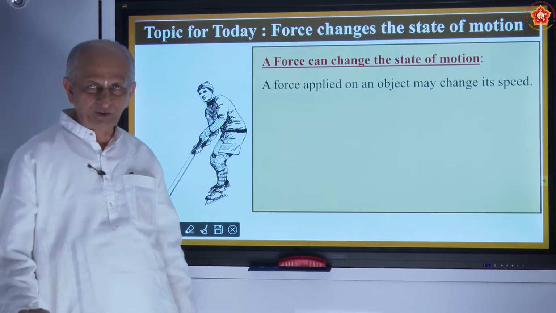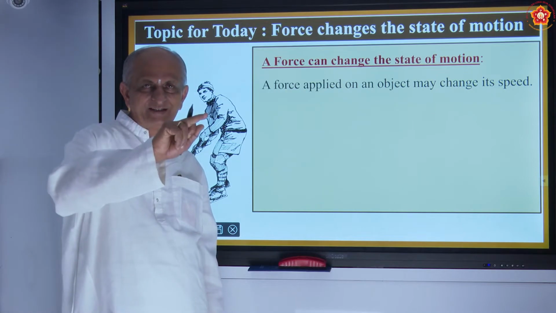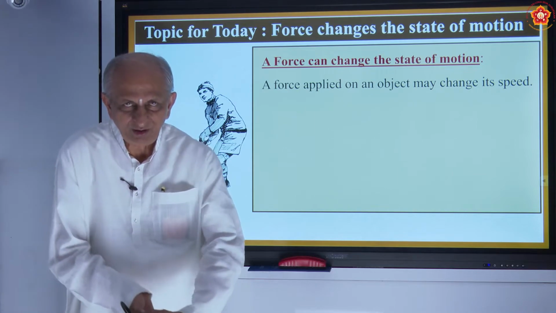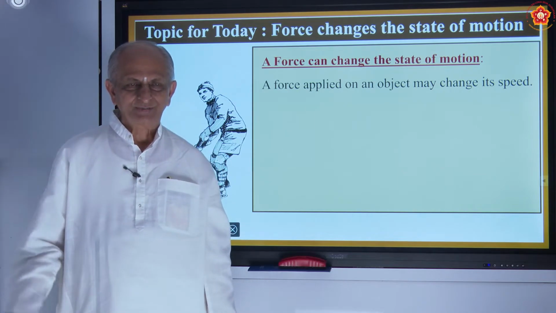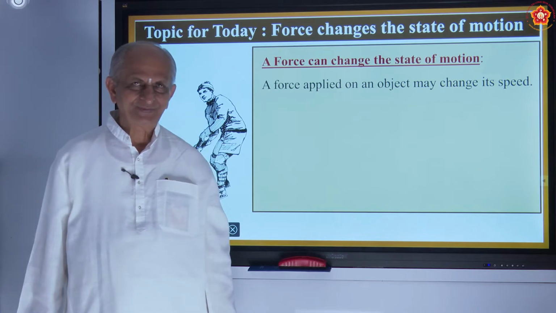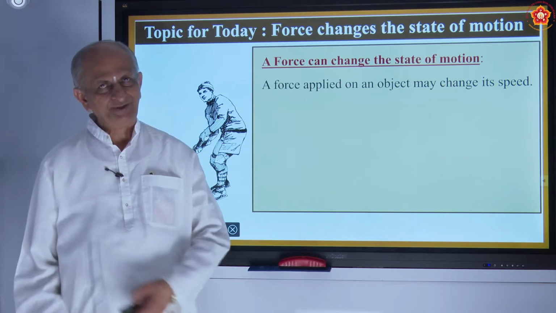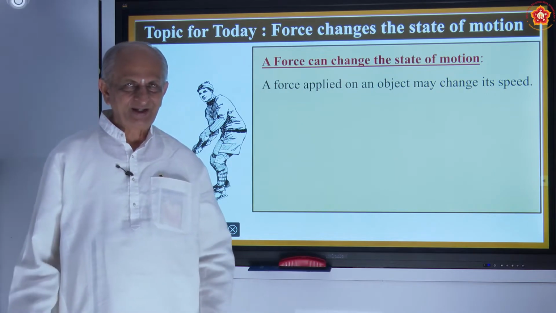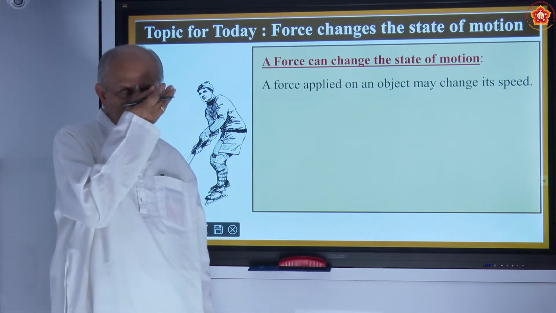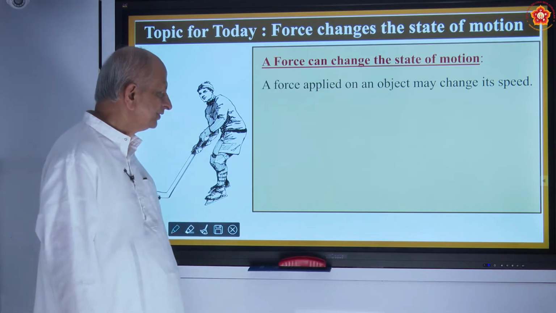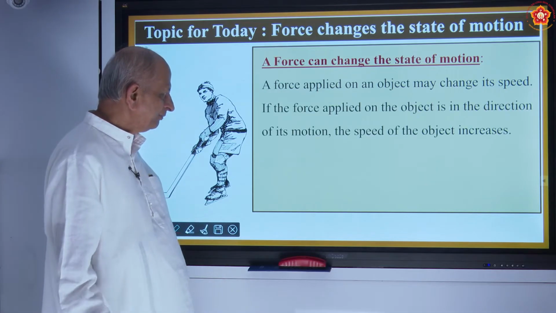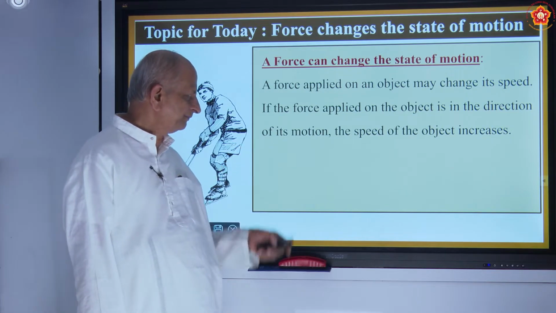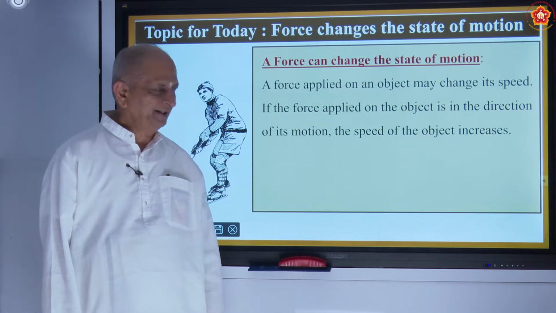For example, when a bowler bowls, the batsman will change the speed of the ball. Sometimes he gives a small hook, the speed will be reduced. Sometimes if it is a full toss, he gives a sixer, and the speed will be increased. Sometimes he will give a shot. So anyway, there is change in speed, correct? Similarly in football also. If the force applied on the object is in the direction of motion, the speed of the object increases.